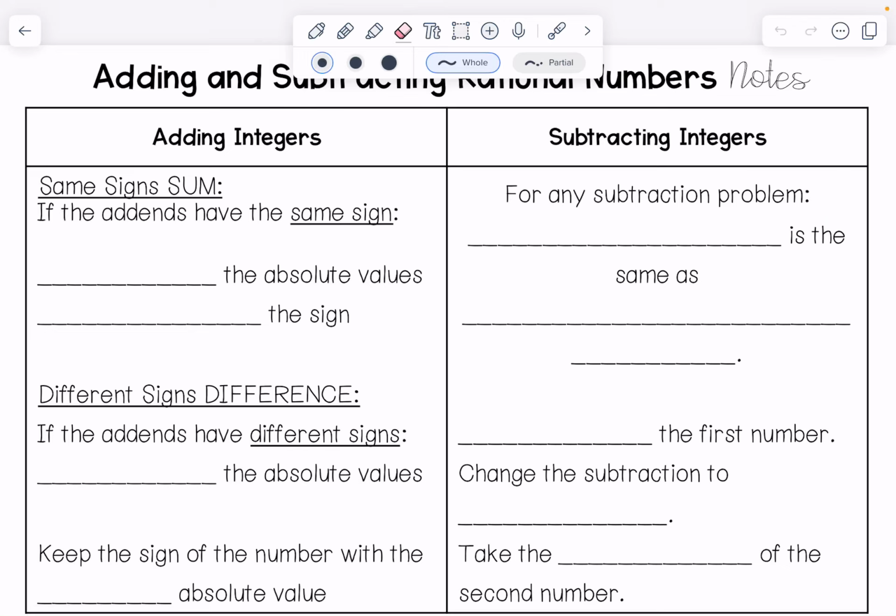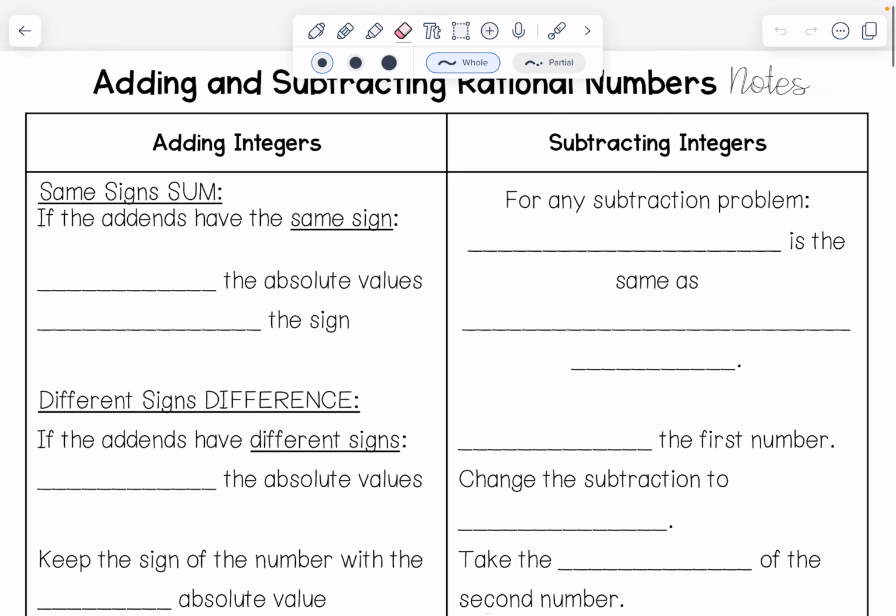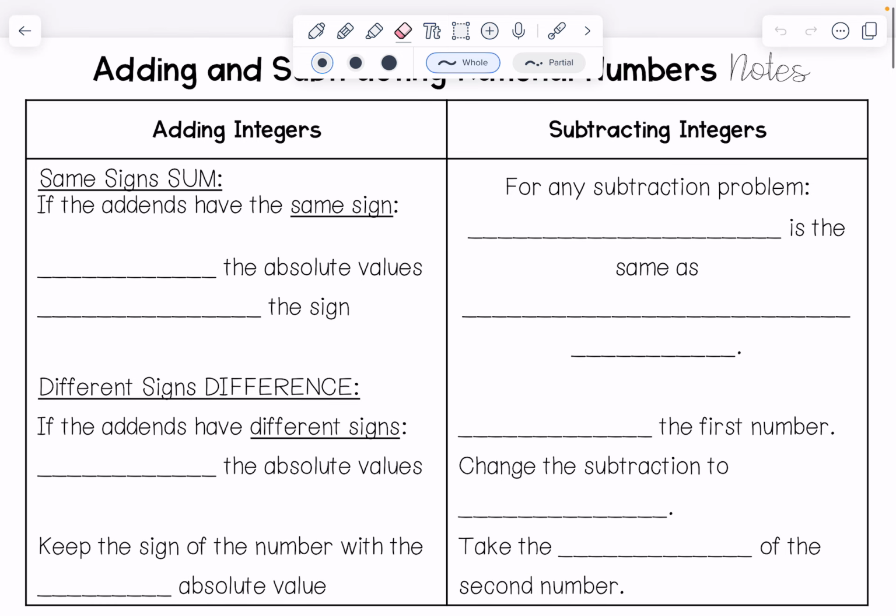Hi, seventh graders. We are going to be taking some notes over adding and subtracting rational numbers. As we are adding and subtracting these rational numbers, we are going to be using those same rules that we did for adding and subtracting integers, okay? And if you struggled with integers, hopefully we get some practice and clarify how to do that as well.